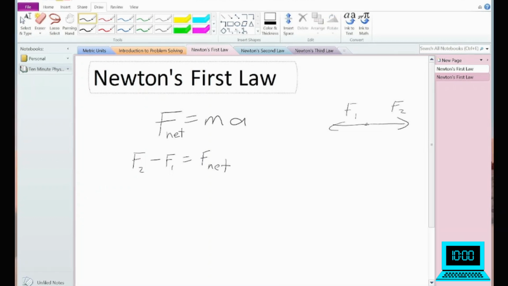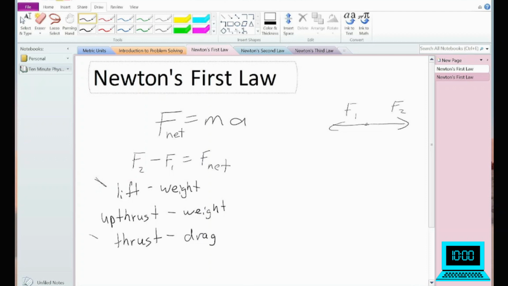Now, this could mean several things. If you've got an aircraft, it could be lift minus the weight. If you've got some sort of thing floating upwards, the buoyancy, we've got upthrust minus weight. I know it's a little more complicated for cars and vehicles, but if you wanted to take a look at the thrust of a jet engine minus the drag, that would be the horizontal. You've got the vertical component for the lift and weight, and you've got the thrust and drag as being the horizontal component for the plane's motion.